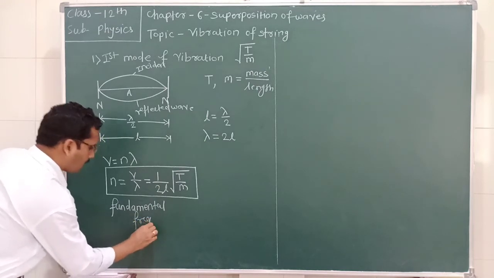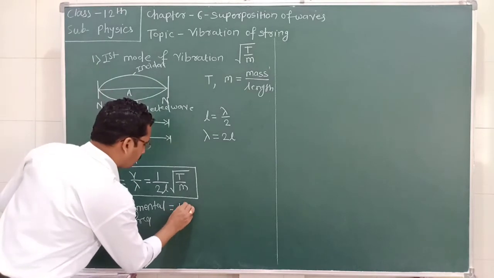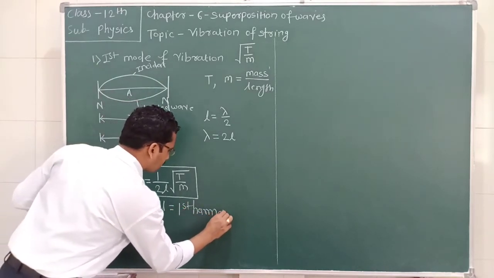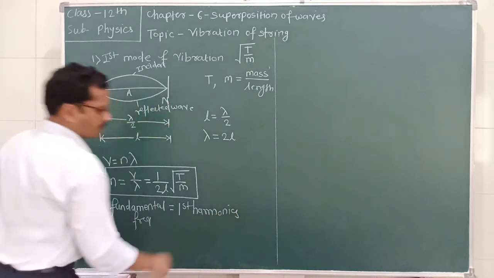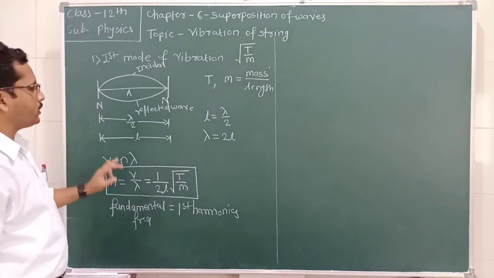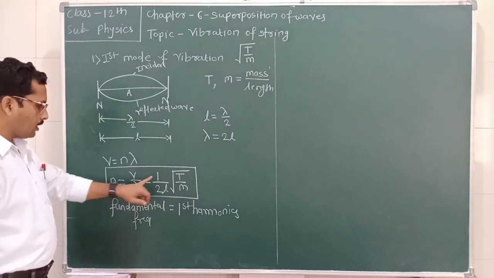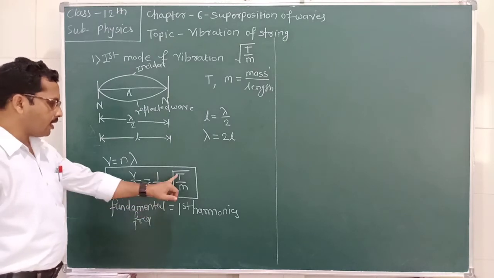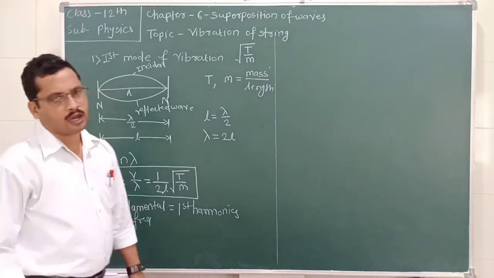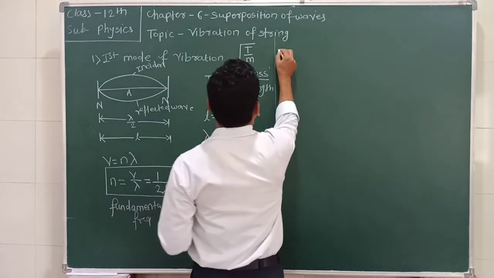Frequency. And this fundamental frequency is equal to the first harmonic. So the frequency of the first mode of vibration is called the fundamental frequency, which is N is equal to 1 upon twice L under root T by m, and which is also called the first harmonic. Now we are moving towards the second mode of vibration.